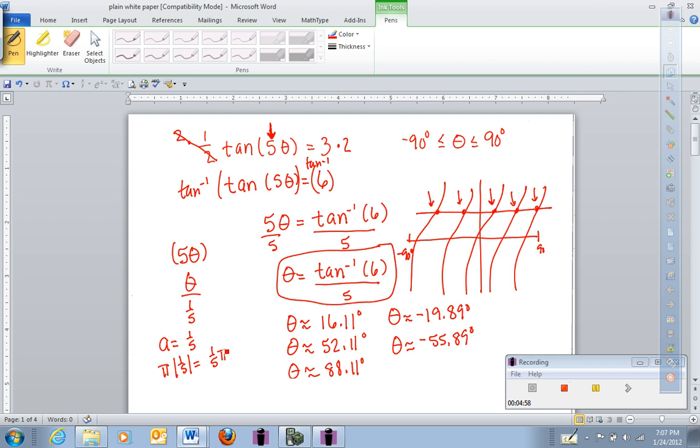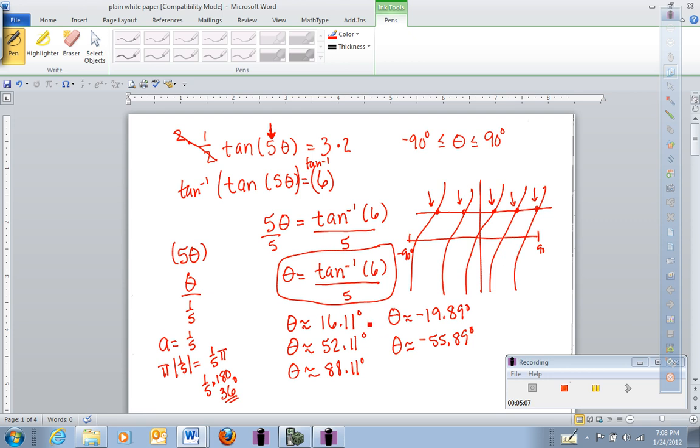Remember, pi is 180 degrees, so 1/5 times 180 degrees means you have 36 degrees for the period. So we were actually looking at 5 periods of this graph, and we were trying to get all the points of intersection so we could get all the solutions in 5 periods of the graph.